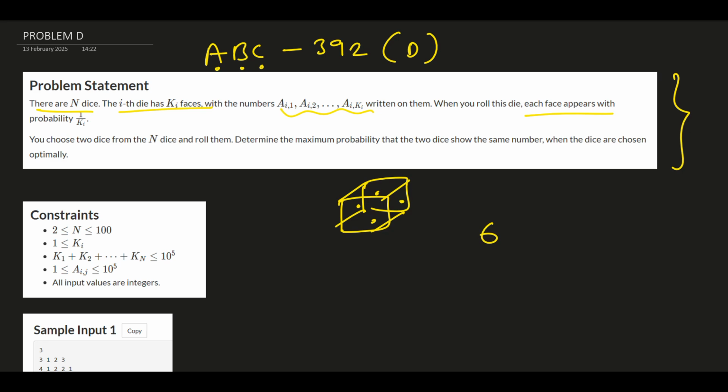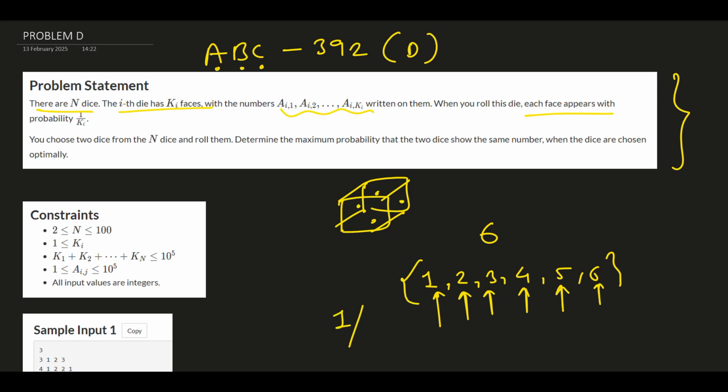So let's say a dice has 6 faces, 1, 2, 3, 4. I hope you have seen a normal dice before. So let's say this is the dice. Then the probability that every face comes once is 1 by 6, right? There are 6 faces in total and every face has a probability of 1 by 6. So that is what is written in the question.